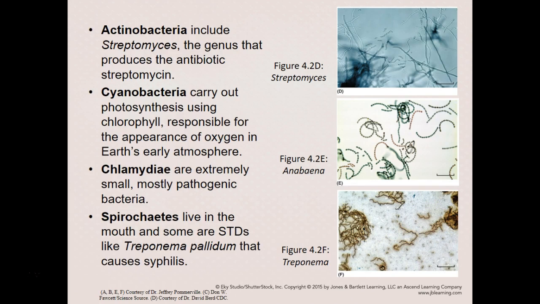And then we have the spirochetes. Spirochetes are beautiful bacteria, but they can cause some really dangerous diseases. So one of the best examples is Treponema pallidum, which produces the disease syphilis.